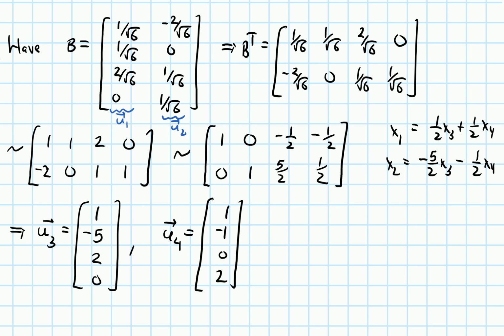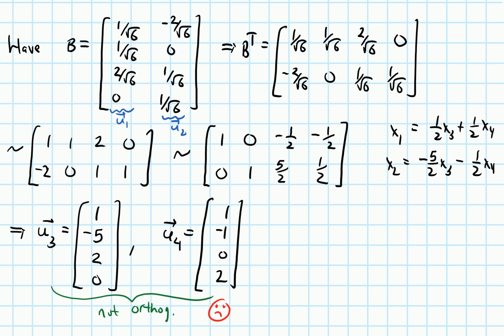So if we go through the row reduction, I ended up getting these two vectors, u3 and u4. So are these the vectors that are going to work and make U an orthogonal matrix? It turns out no, there's a problem with u3 and u4. They are not orthogonal with each other. They are going to be orthogonal to u1 and to u2, but they aren't to each other.